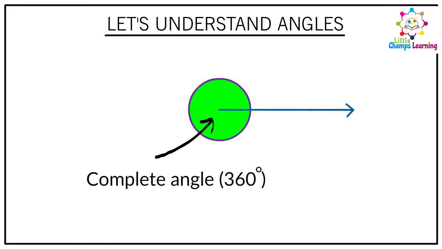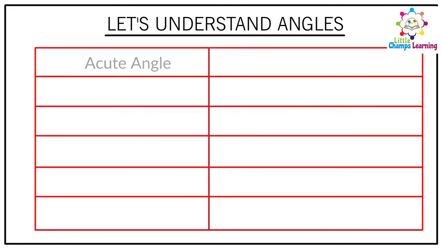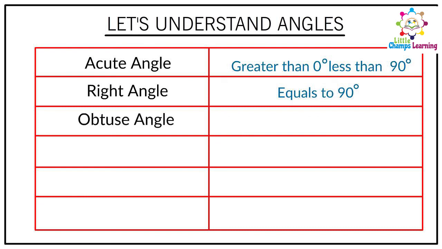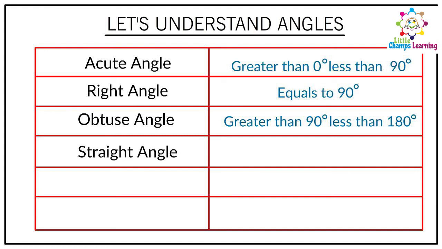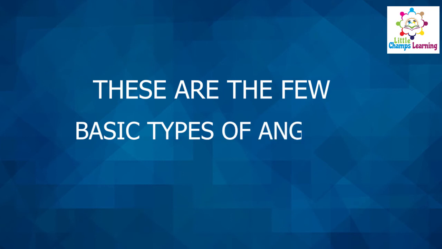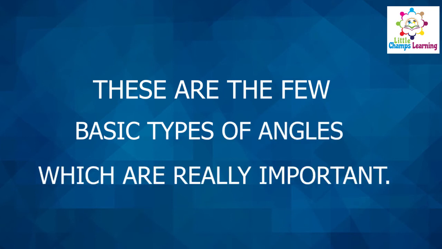So, till now we have seen an acute angle which measures between 0 and 90 degrees, a right angle which is exactly 90 degrees, an obtuse angle measuring more than 90 degrees but less than 180 degrees, a straight angle which measures 180 degrees, a reflex angle which measures between 180 and 360 degrees, and a complete angle which measures 360 degrees. So these are the few basic types of angles which is really important to know.